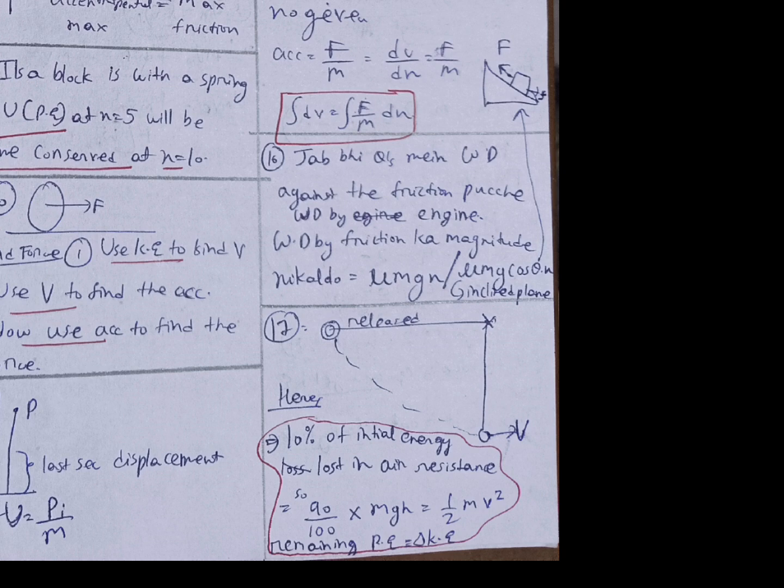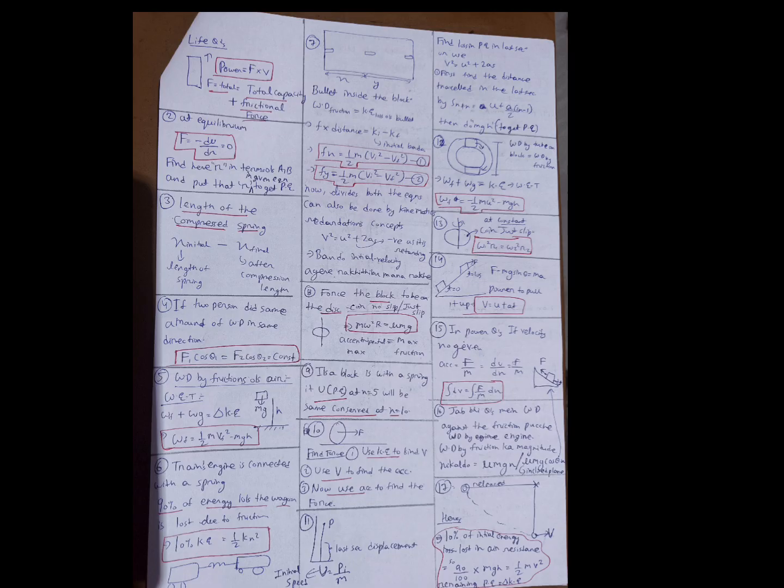Whenever the question asks for work done against friction, work done by the engine, work done by friction, take its magnitude: mu m g x and mu m g cos theta into x distance. 10% of the energy is lost in air resistance. So the remaining potential energy is equal to kinetic energy. So 90 by 100 into mgh is equal to half m v square.